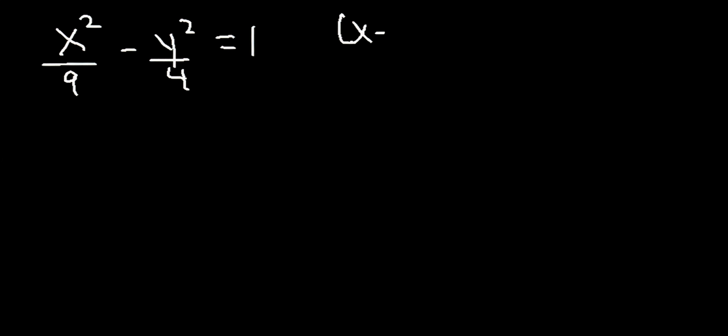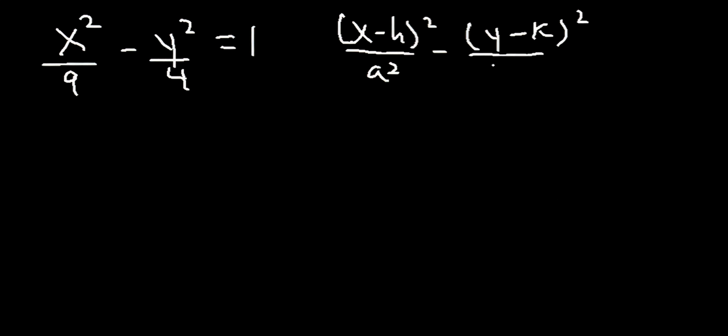So let's say we have x squared over 9 minus y squared over 4 equals 1. The general equation of a hyperbola is (x minus h) squared over a squared minus (y minus k) squared over b squared equals 1. Now a is not the larger of the two this time. A squared is simply whichever comes first.